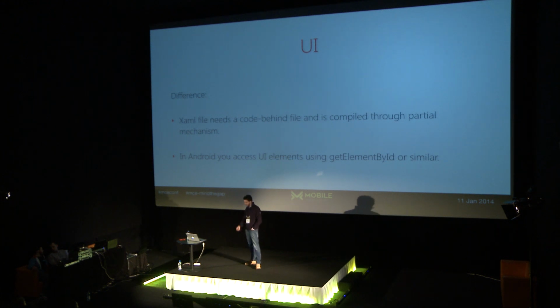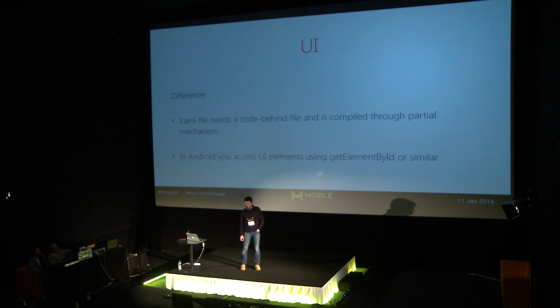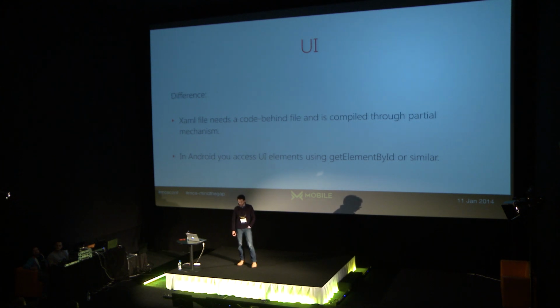The main difference that we found, talking about UI, was that in Windows Phone, you have an associated C# file for every XAML file. And that is not the same in the Android platform. And we also found that in order to access UI in Android, we have to deal with the findViewById method or something like this. But we could also deal with almost the same thing in Windows Phone using the binding mechanism.